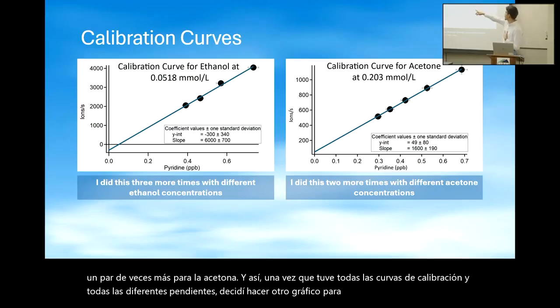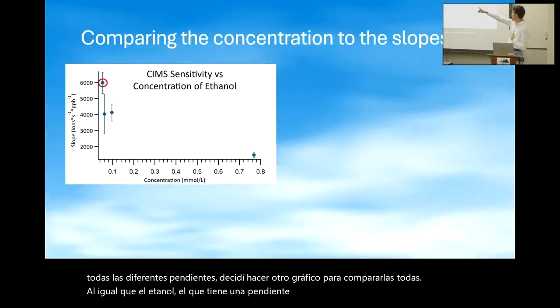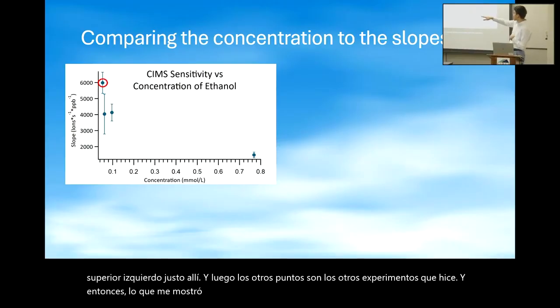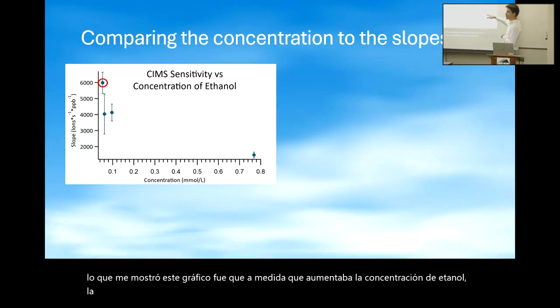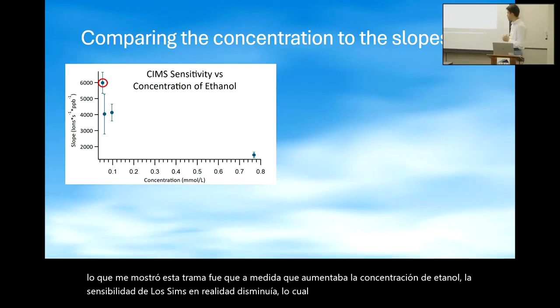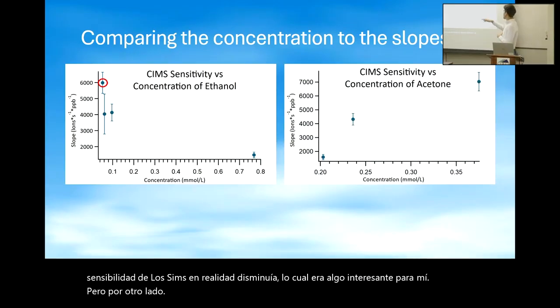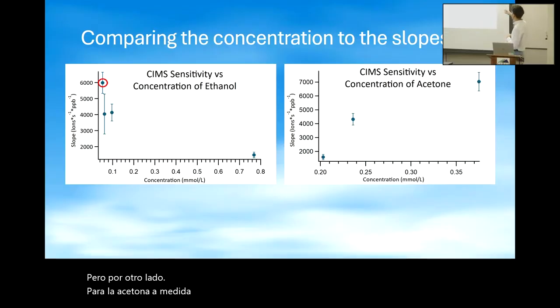So the ethanol one has a slope of 6,000, and that's represented by that top left point right there. And then the other points are the other experiments that I did. What this plot showed me was that as I increased the concentration of ethanol, the sensitivity of the CIMS actually decreased, which was kind of interesting to me. But on the other hand, for acetone, as I increased the concentration of acetone, the sensitivity of the CIMS increased.